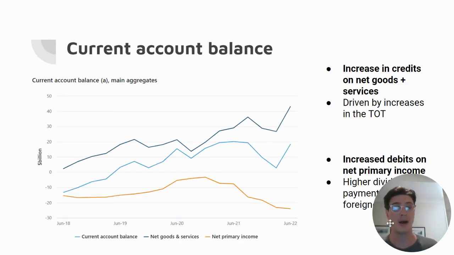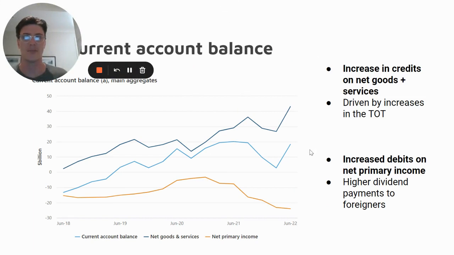If we look at the current account balance, it's the same factors driving the current account balance. You can see this light blue line here. That's the current account, and that's in surplus. So the surplus has been increasing, at least over the last quarter.